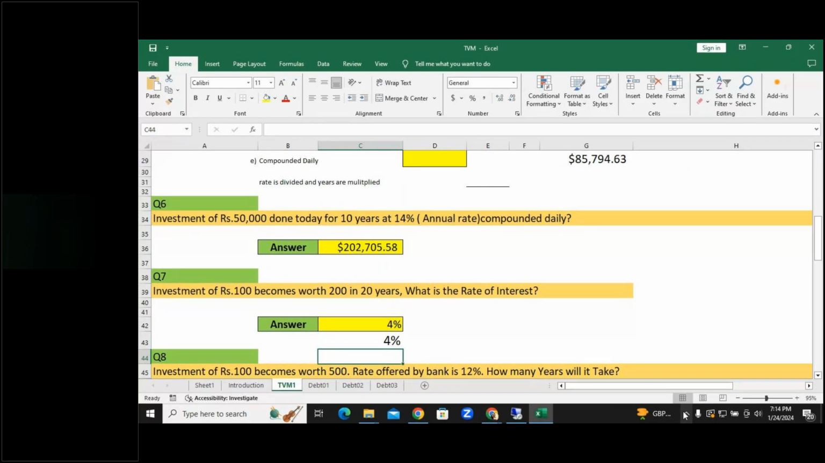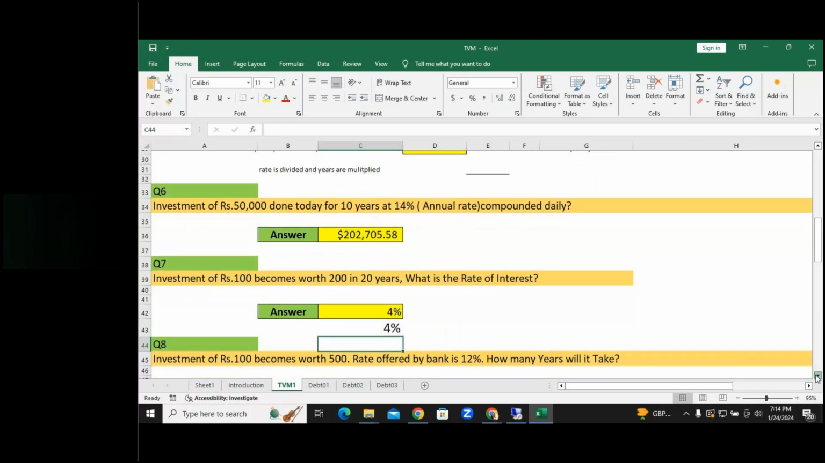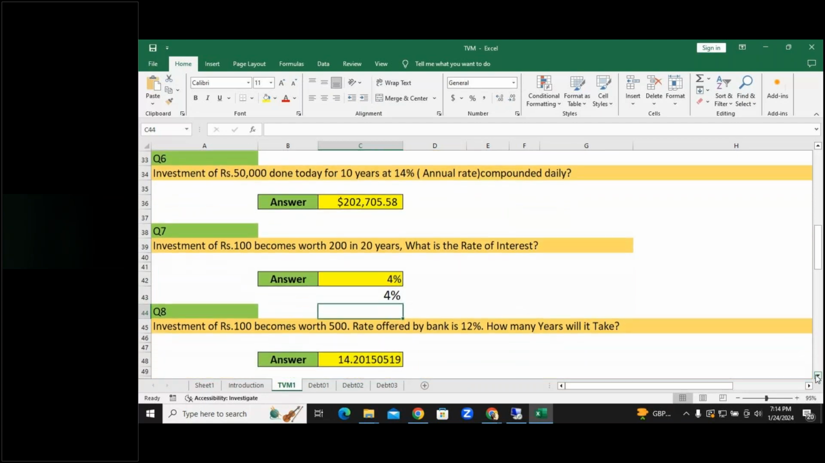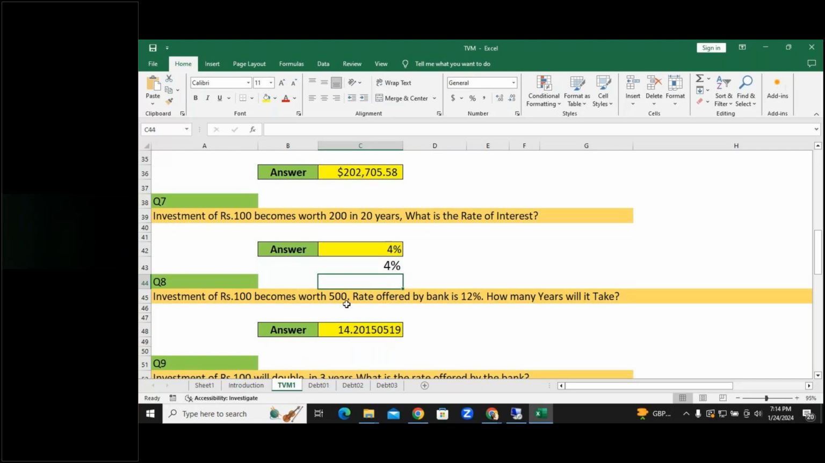So I will show you three sums. Then you people can try with it. Investment of rupees 100 becomes worth 500. Rate offered by the bank is 12. How many years will it take?